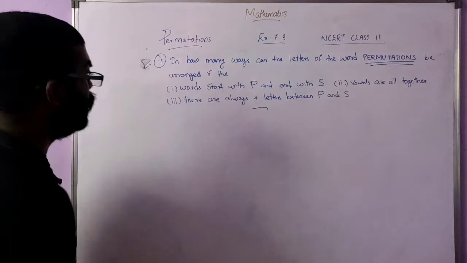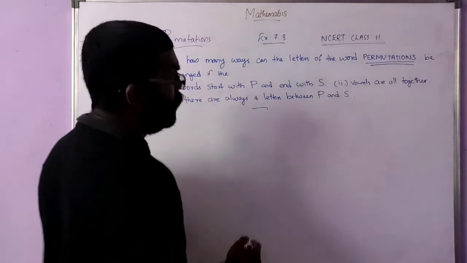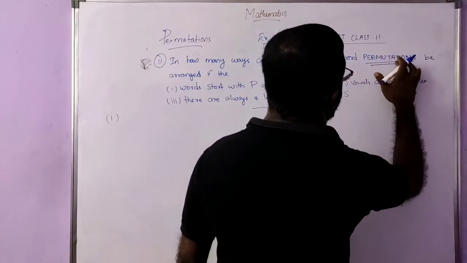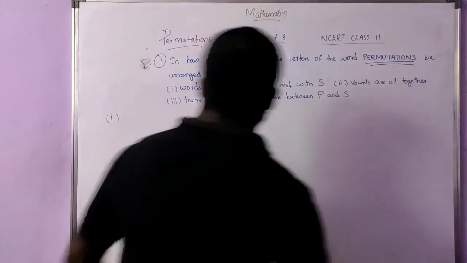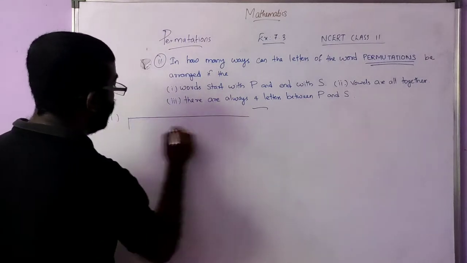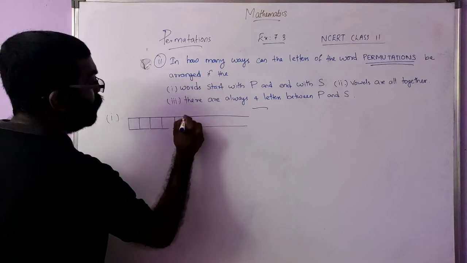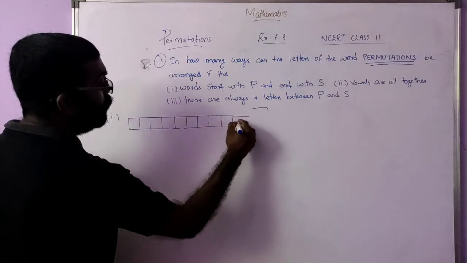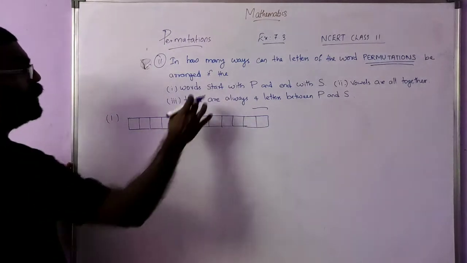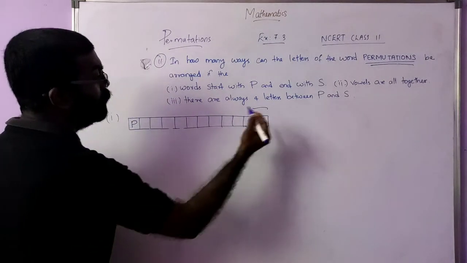So let us take the first one. Words start with P and end with S. So in this word, we have how many letters? 1, 2, 3, 4, 5, 6, 7, 8, 9, 10, 11, 12. Okay, 12 letters are here. So we can locate 12 places: 2, 3, 4, 5, 6, 7, 8, 9, 10, 11 and 12.